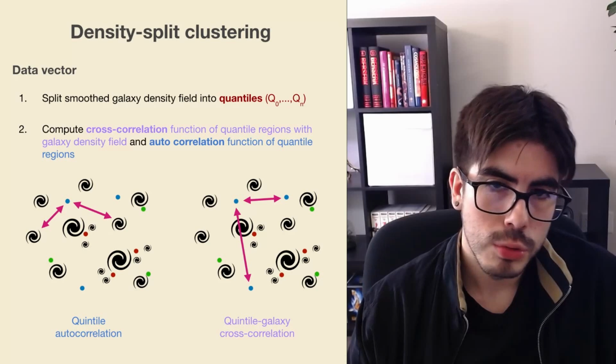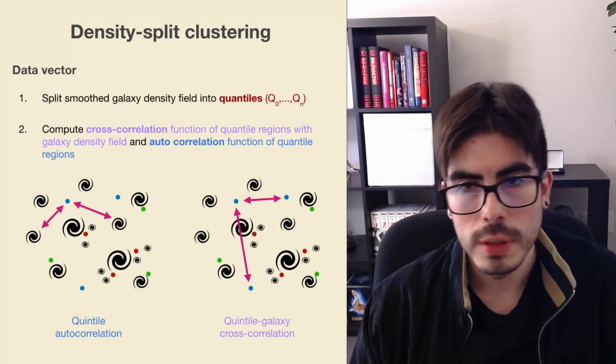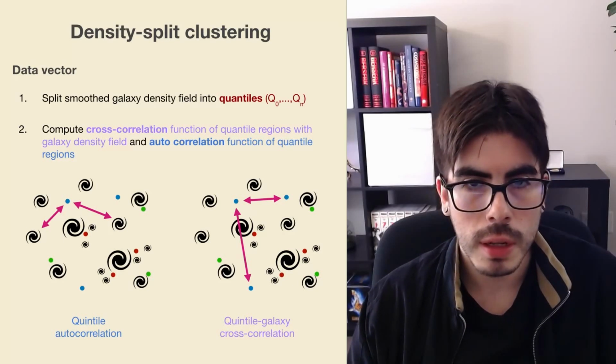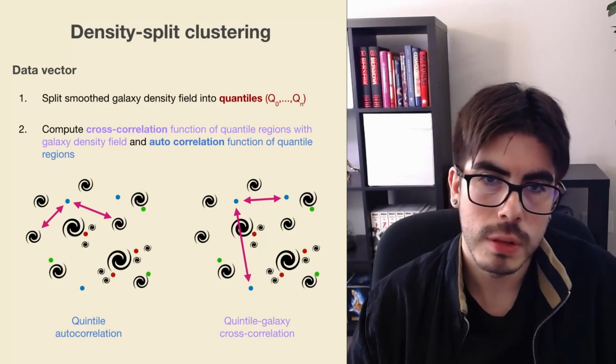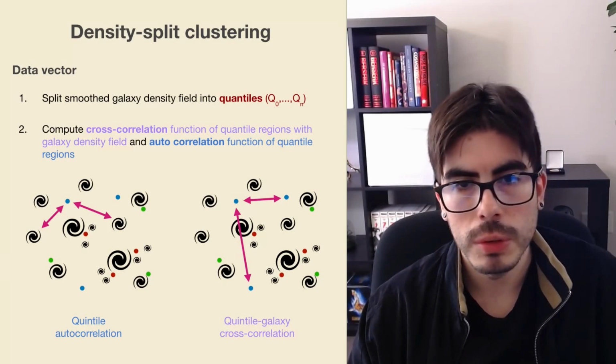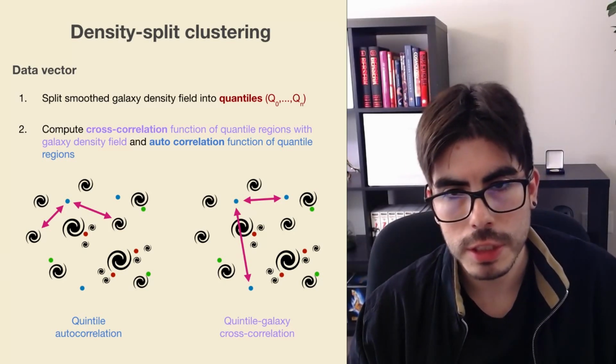In particular, there are two statistics we focus on. The first one is the autocorrelation function of the query positions in each quintile, as exemplified on the left. And the second one on the right is the cross-correlation function between the query positions and the redshift space galaxy field.